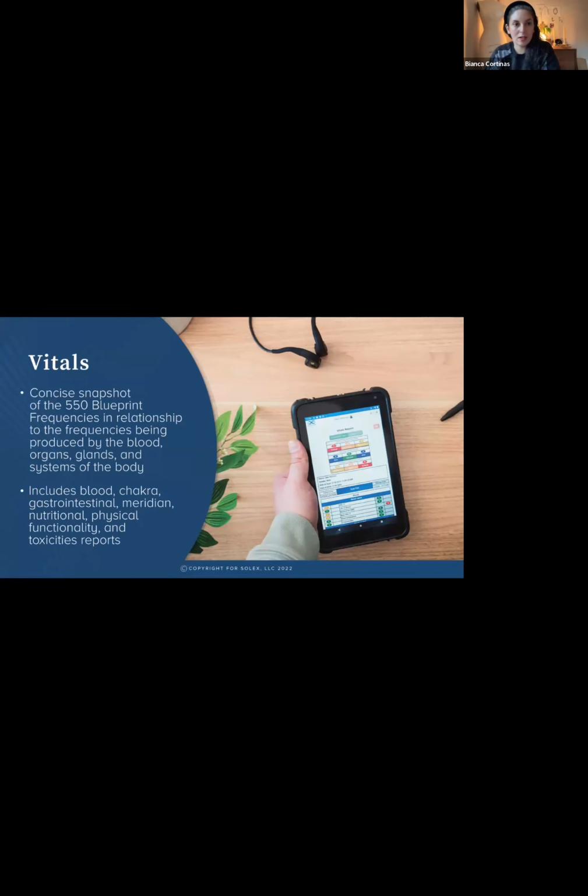So the next scan is the vital scan. The vital scan is similar to what you would get when you get your labs done, like a blood test. It provides some of the same information. It's a concise snapshot of the 550 blueprint frequencies in relationship to the frequencies being produced by the blood, organs, glands, and systems of the body. It includes blood, chakras, gastrointestinal, meridians, nutritional, physical functionality, and toxicity reports.